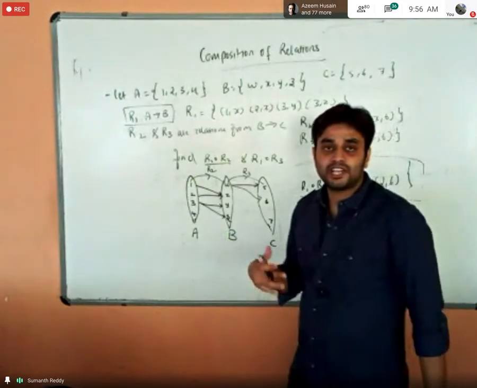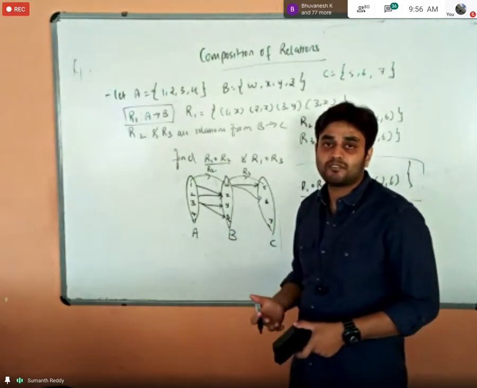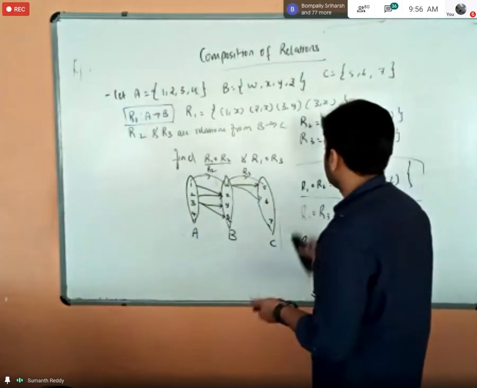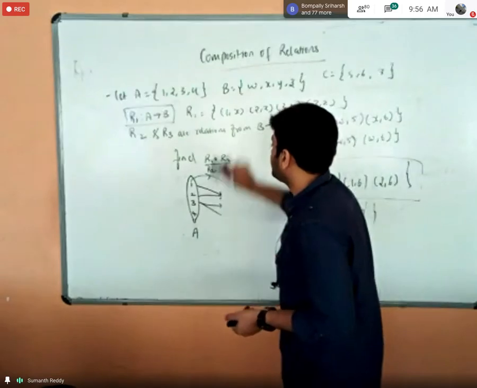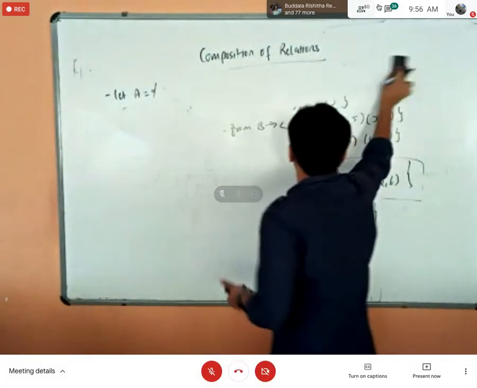Okay, so for these kind of relations, you cannot represent that in the form of an arrow diagram. If you have to find the composition, it's not possible, right? So the question itself is invalid. Okay, so let me give one more question.